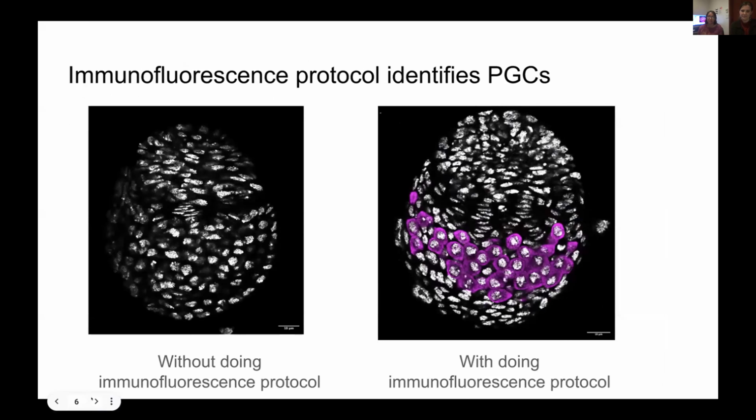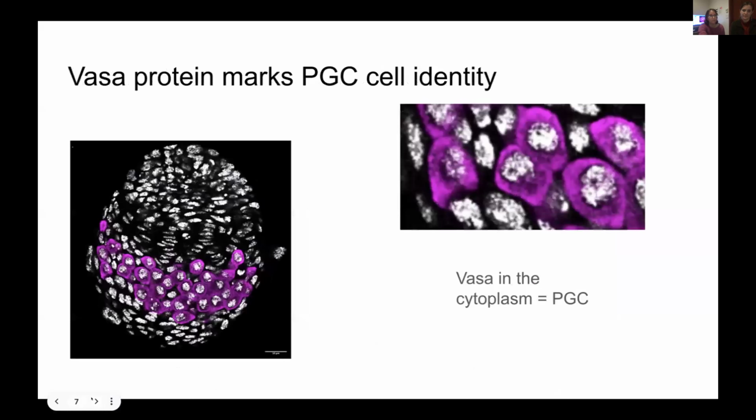And this identifies PGCs. So on one side here, we have what the ovary looks like before I do the immunofluorescence, where the DNA is just marked in gray. However, after doing the immunofluorescence protocol, I can actually identify the PGCs based on their expression of a particular protein, which is marked in magenta. So basically all of the cells that we see that are pink are these PGCs. And the protein that's actually being marked is a protein called VASA, which is a very central protein for setting PGC cell identity.